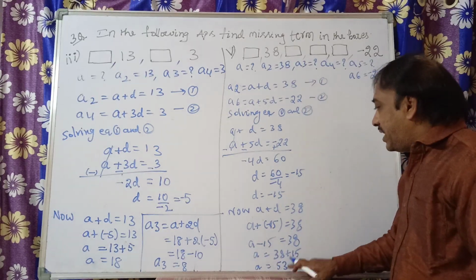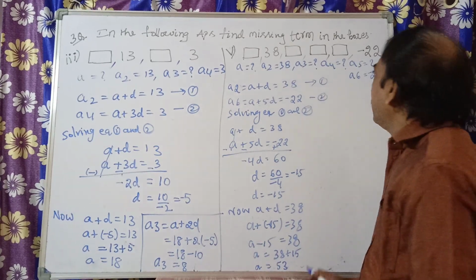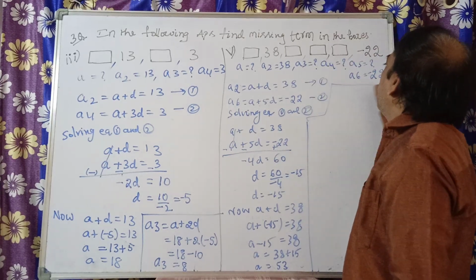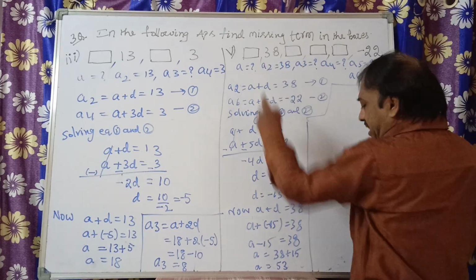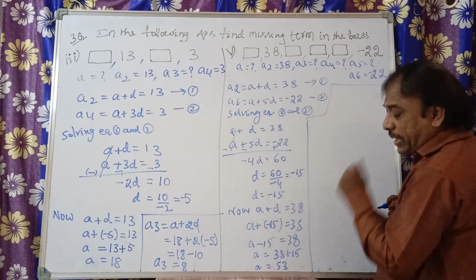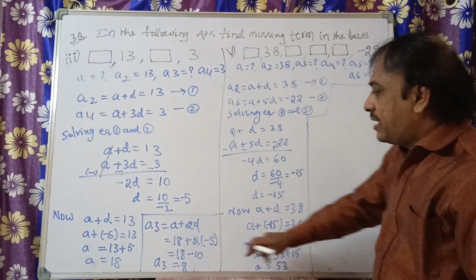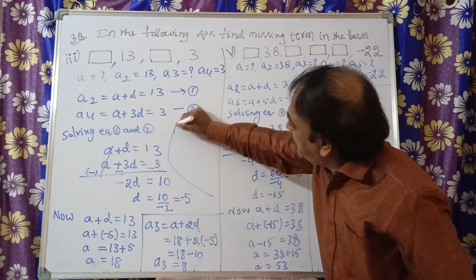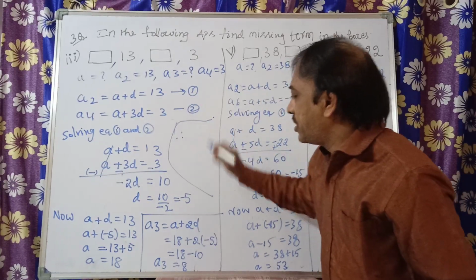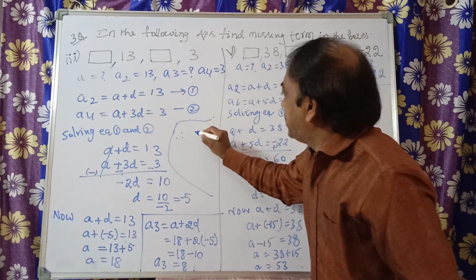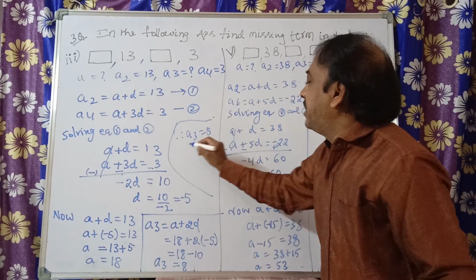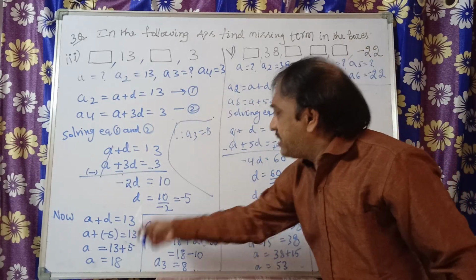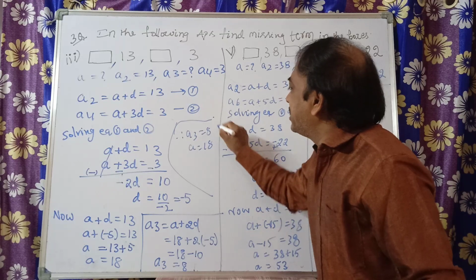You got a value as 53. Now you can find the missing terms which are in the boxes. What is the first term? a you got, a is equal to 53. Here also, therefore statement. For the first question, we forgot to write the therefore statement. Therefore, what is the first one? a3 is equal to 8, then a is equal to 18. This is for the first question.